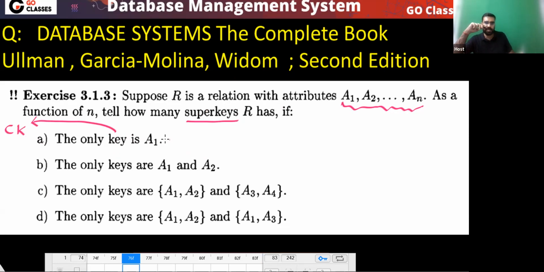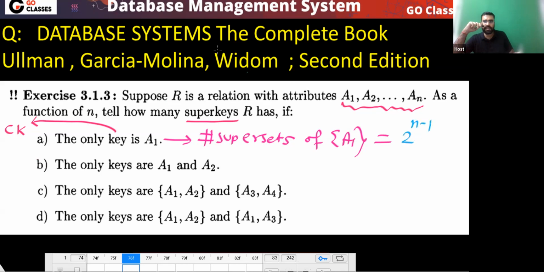How many super keys will there be? Every superset of this is a super key, so just find out the number of supersets of A1. For every other attribute, there are two choices. Correct? So the answer will be 2 power n minus 1.